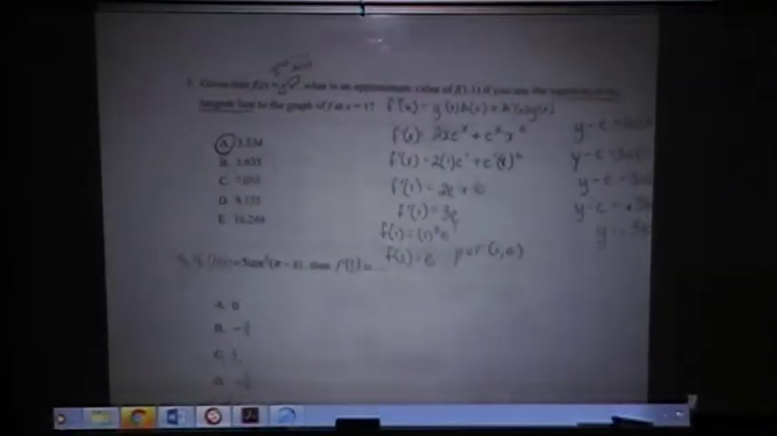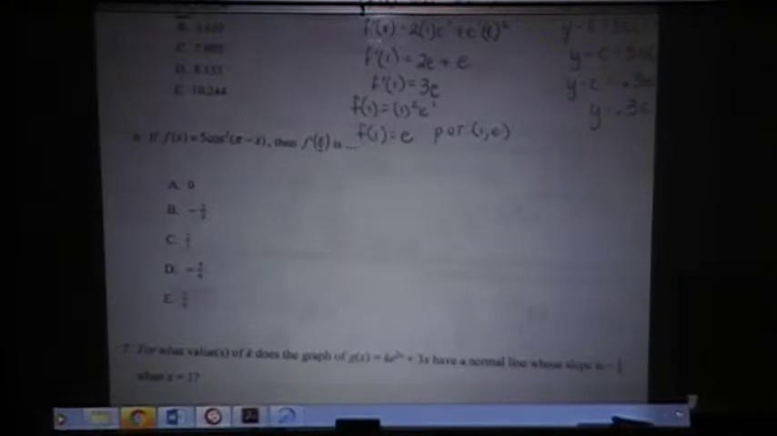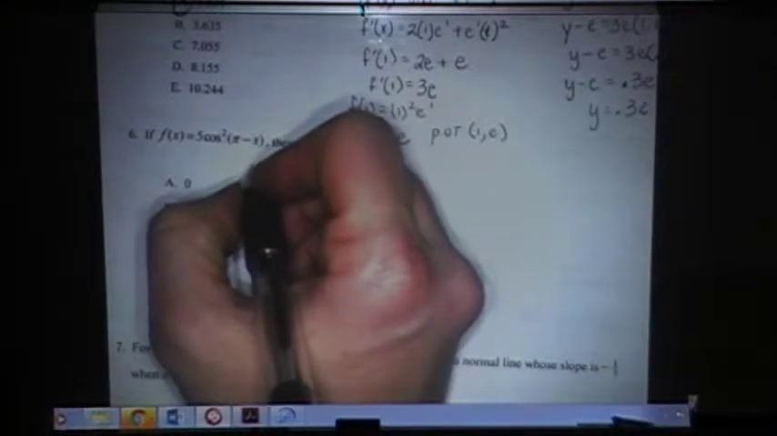Alright. Moving on to number 6. If f of x is 5 cosine squared of (pi minus x), then find f prime of pi over 2. So the derivative at pi over 2. So the first thing we have to do is find the derivative. Again, you are going to be using, it looks like, product rule and chain rule maybe.